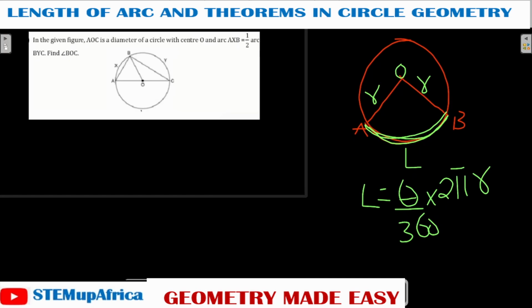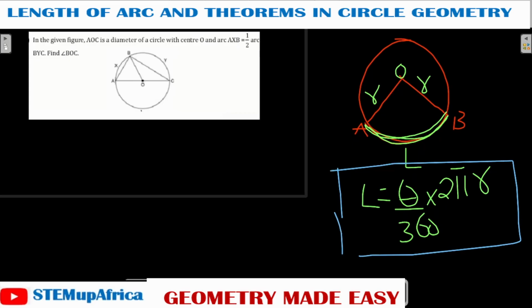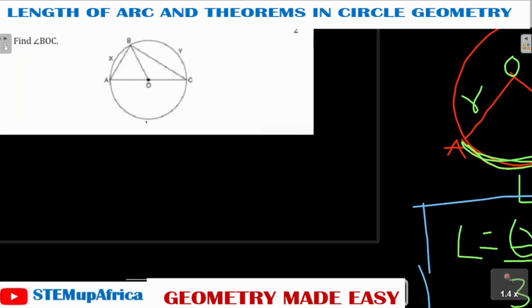So let's keep this formula for length of arc in mind. Like I said earlier, it's a combination of length of arc and some theorems in circle geometry. So what we're going to do now is to redraw this diagram and put some missing details inside the diagram. We are told that in the given figure, AOC is a diameter.